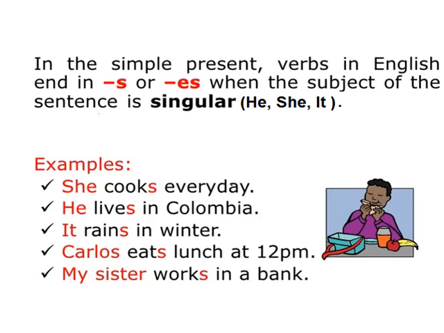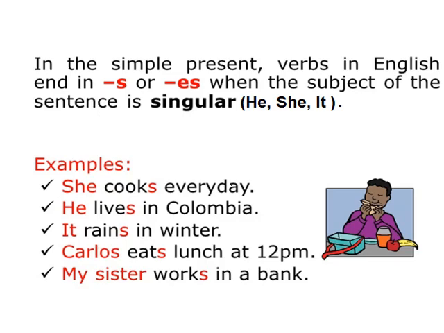Now we will go to some more examples. In the simple present, verbs in English end in S or ES when the subject of the sentence is singular. That is he, she, it. Examples: she cooks every day. In this sentence, she is the subject. She is a singular subject. So, we add s to the verb cooks.